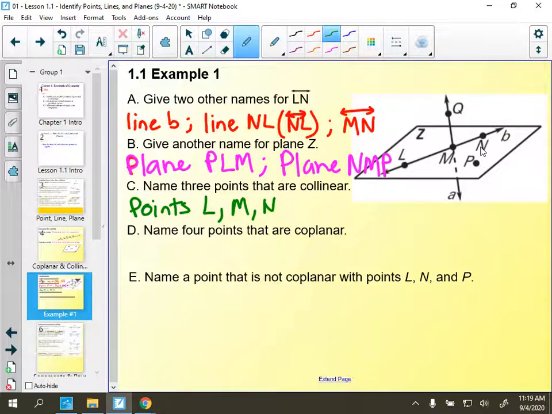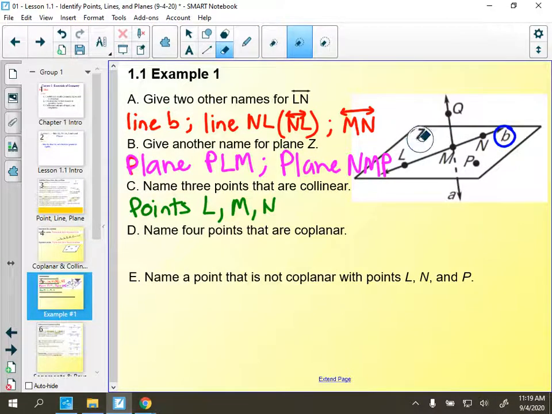Similarly, for part D, I can go with just listing points. It's asking us to name 4 points that are coplanar, that lie in the same plane. Be careful. There's some extra stuff here that we want to avoid. Z, remember, is not a point. It's the name of the plane. And B is also not a point. That's the name of this line that we named originally, line LN. So I definitely do not want to involve Z or B in naming and listing points here.